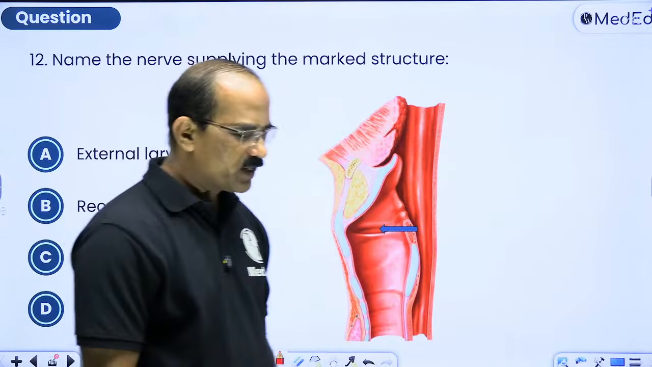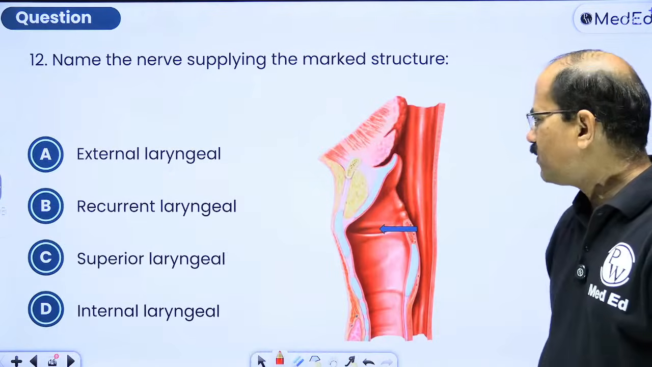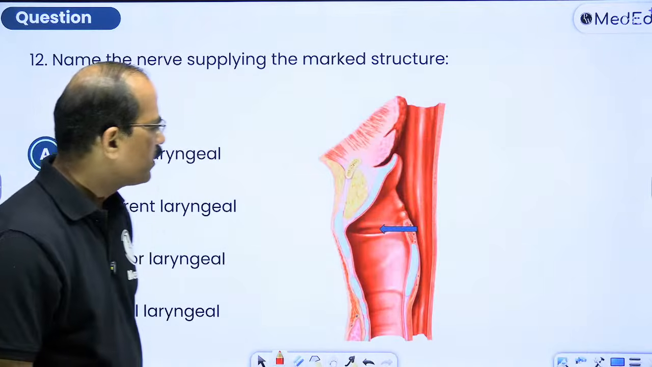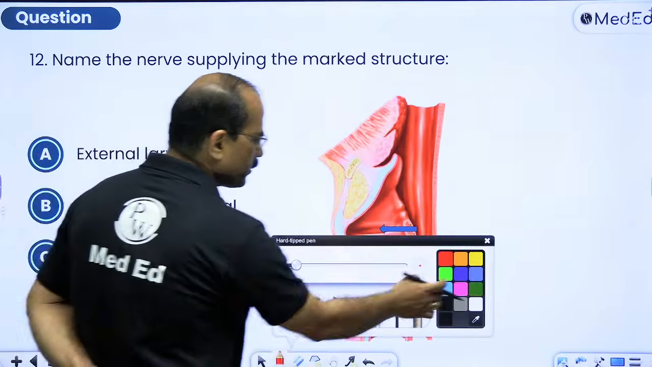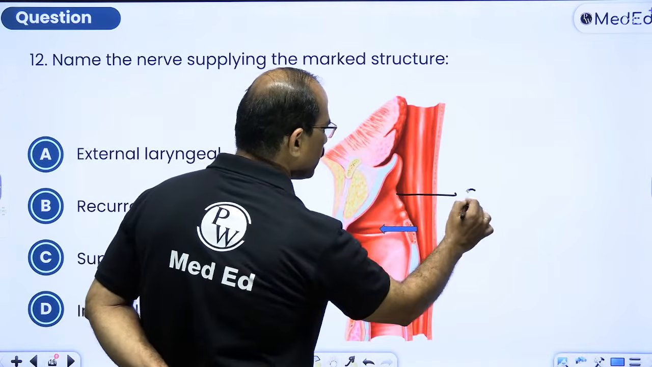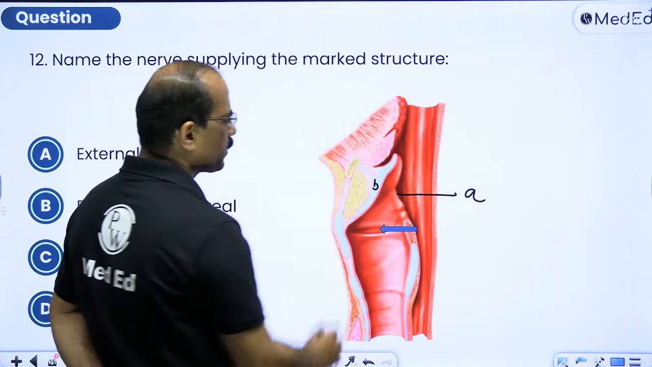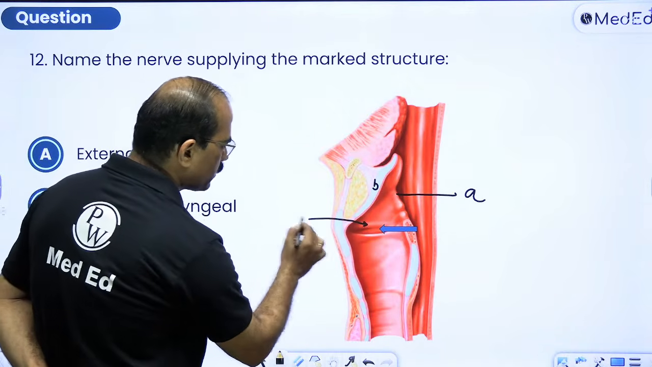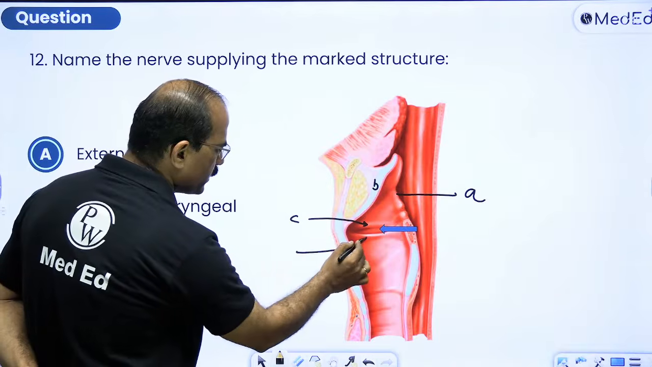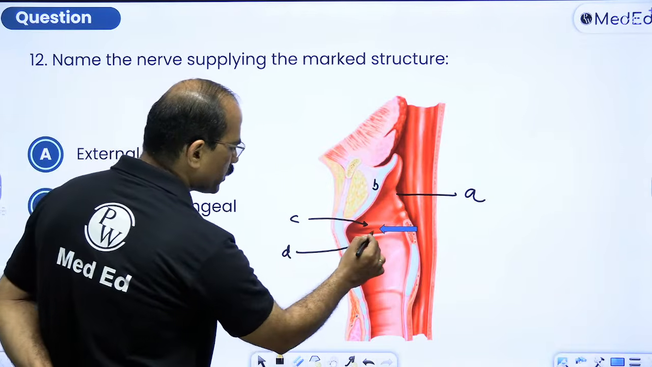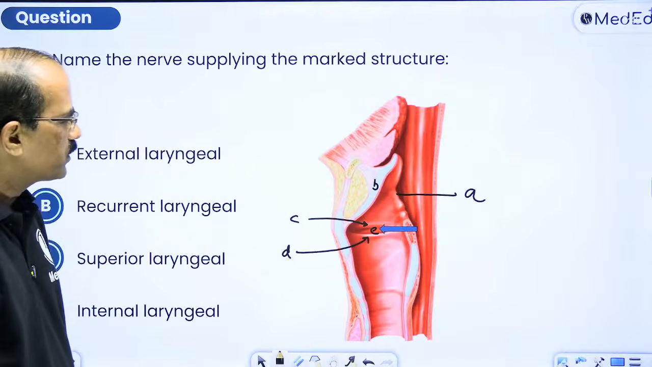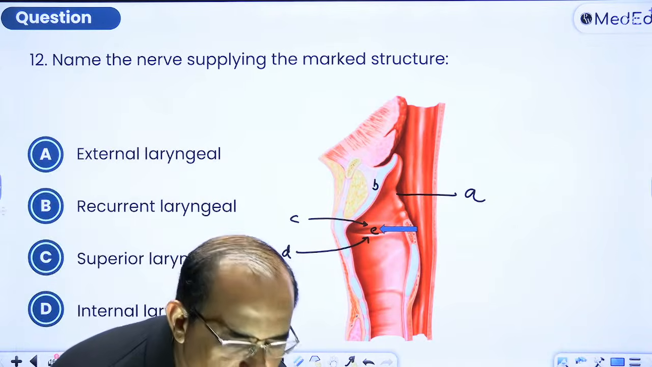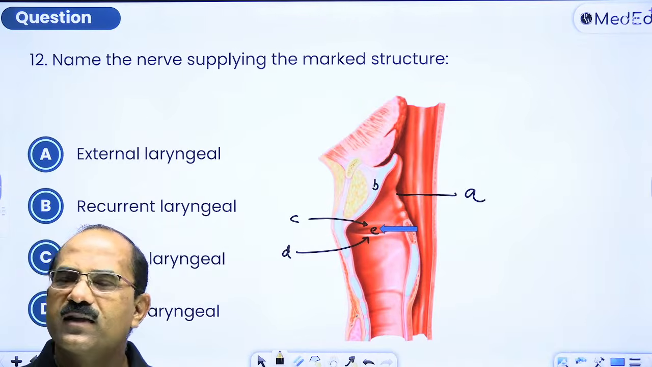चलो, shifting to the next one. Name the nerve supplying the marked area. चलो बच्चों, अब ये आइडेंटिफाई कर लो. टेल मी. मैं ऐसे स्टार्ट करता हूँ. What is this A? What is this B? ये B कौन है? What is this C? What is this D? And what is this E? बोल सकते हो? Come on, answer this. मैं देख रहा हूँ. I'm just sitting here and looking at the screen. चलो बोलो.